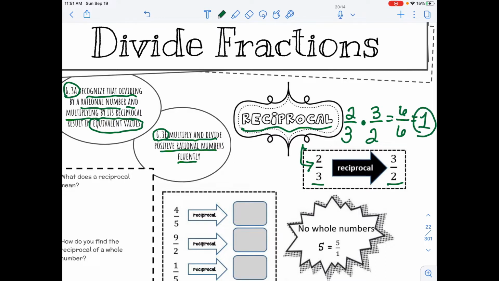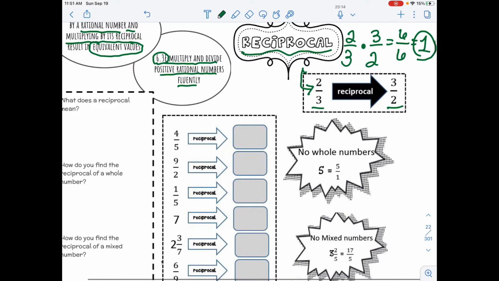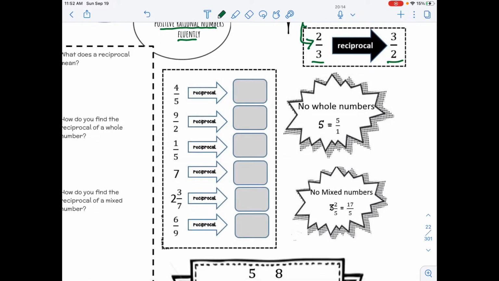All right, so here we go. We are going to practice turning fractions into reciprocals. So remember, when we're multiplying or dividing fractions, we have no whole numbers, no mixed numbers. You would have to change those into a whole number or an improper fraction before you do the reciprocal, and we'll practice that right now.